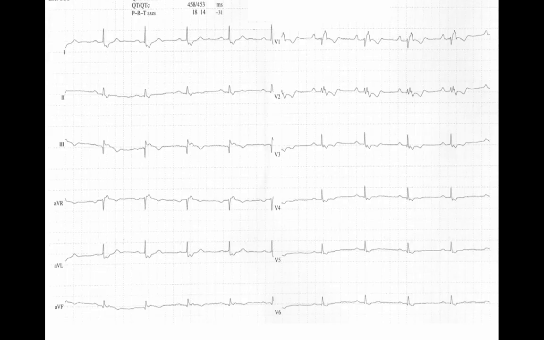Also, in this patient, we do have that right ventricular conduction delay. We see kind of an odd looking right bundle branch block. It doesn't quite have that bunny ear look.